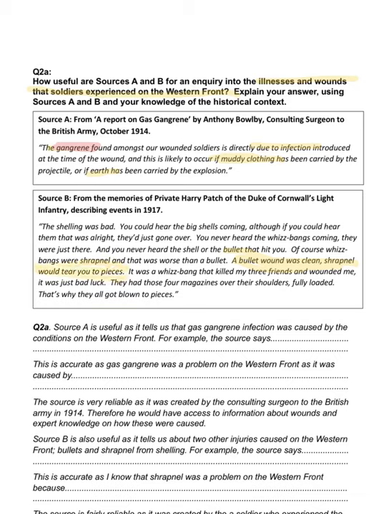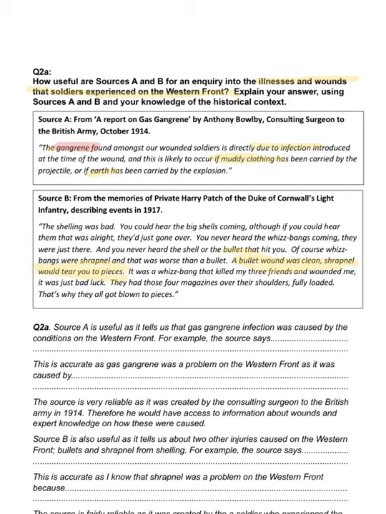"It was a whiz bang that killed my three friends and wounded me. It was just bad luck. They had those 4 magazines over their shoulders, fully loaded. That's why they all got blown to pieces." Magazines, obviously, to do with quite likely, probably a machine gun.